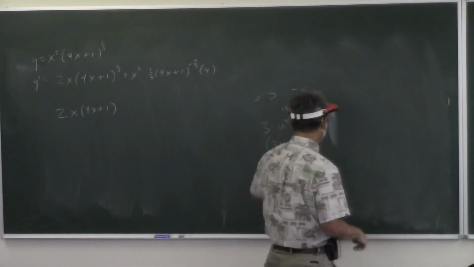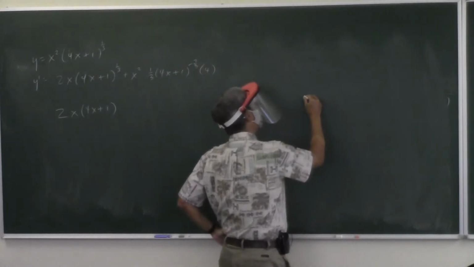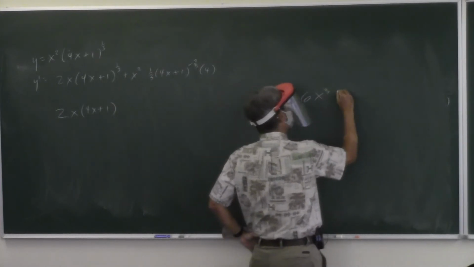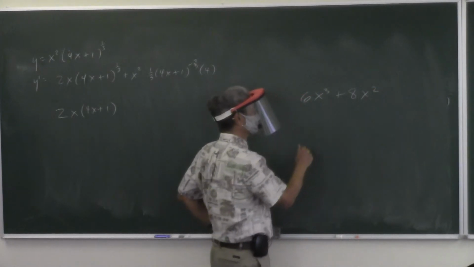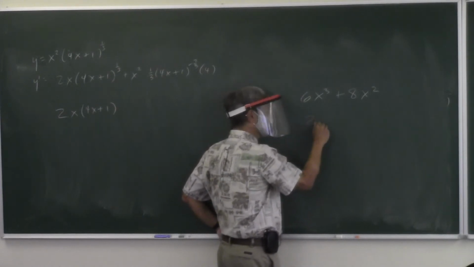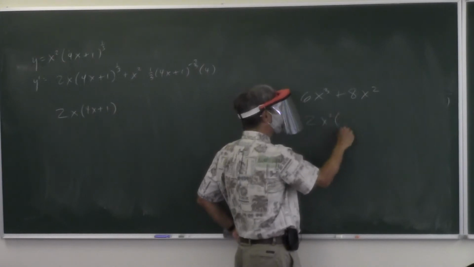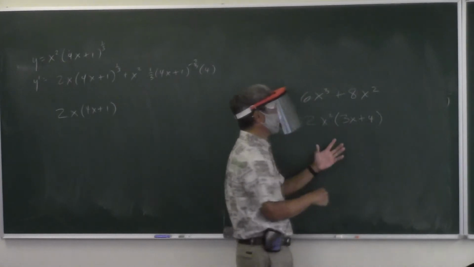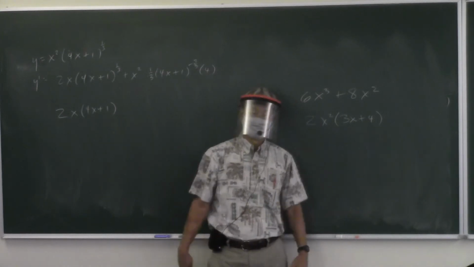I'll erase this side of the board. Okay, let's say you had 6x cubed plus 8x squared. What can you factor out? Look at the 6 and the 8. What can be factored out? 2, and then look at the x cubed and the x squared. X squared. What's going to be left? 3x plus 4. Now, how come you can do that with whole numbers, but once you throw fractions and negative numbers in there, all hell breaks loose?